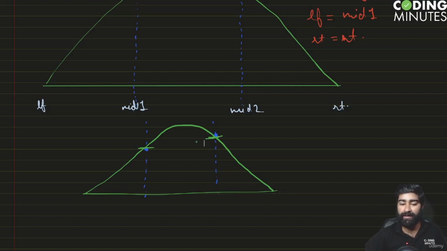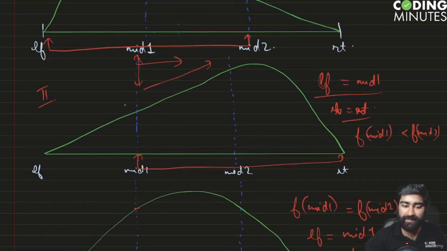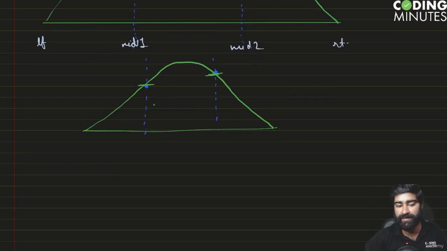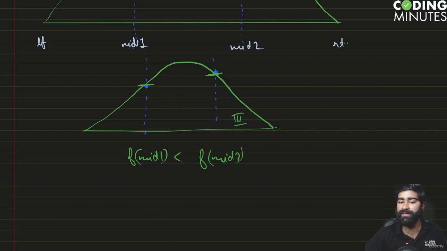So I cannot always say that if mid 1 is less than mid 2, then only take the third partition. I hope you got my point. I cannot always take the third partition, because here also we can see that f of mid 1 is less than f of mid 2, and if I take the third partition over here, then it will not give me the right answer. Why? Because the maxima is not in the third partition, it is in the second partition.